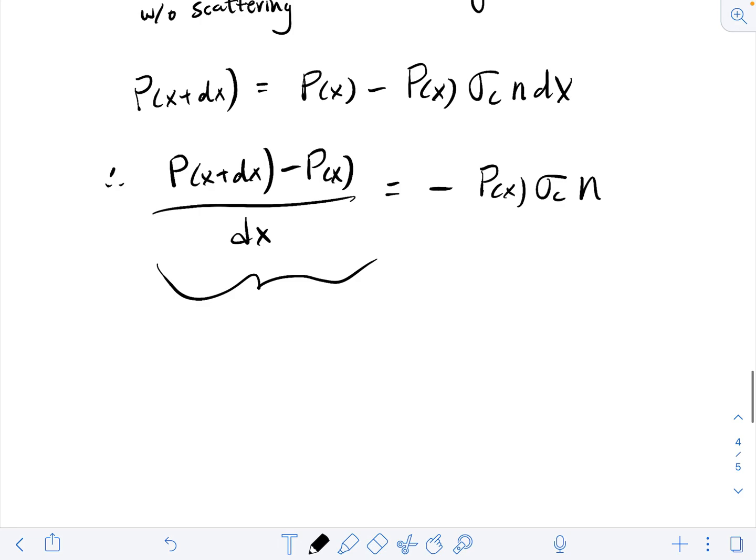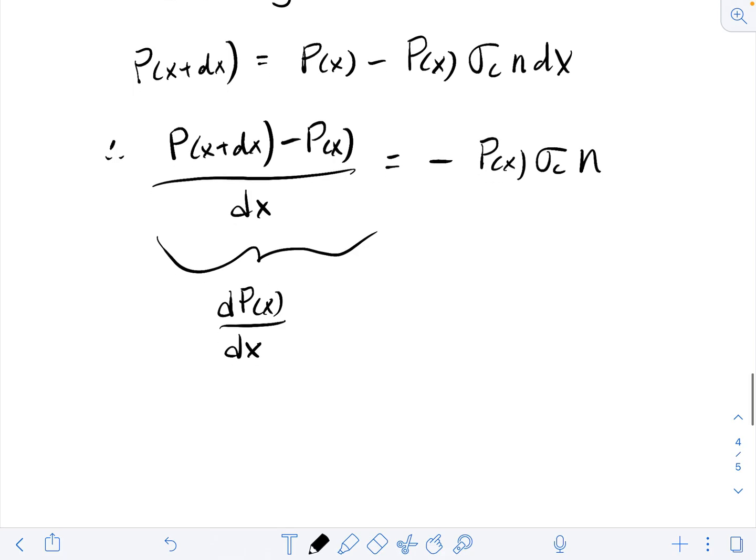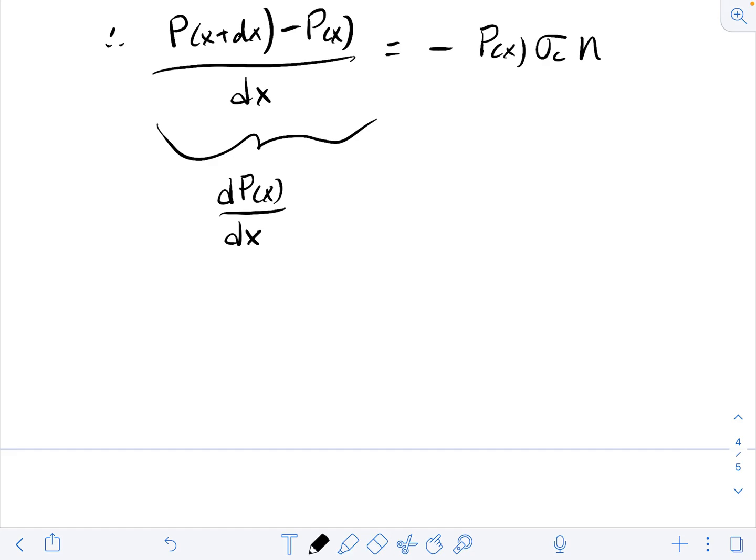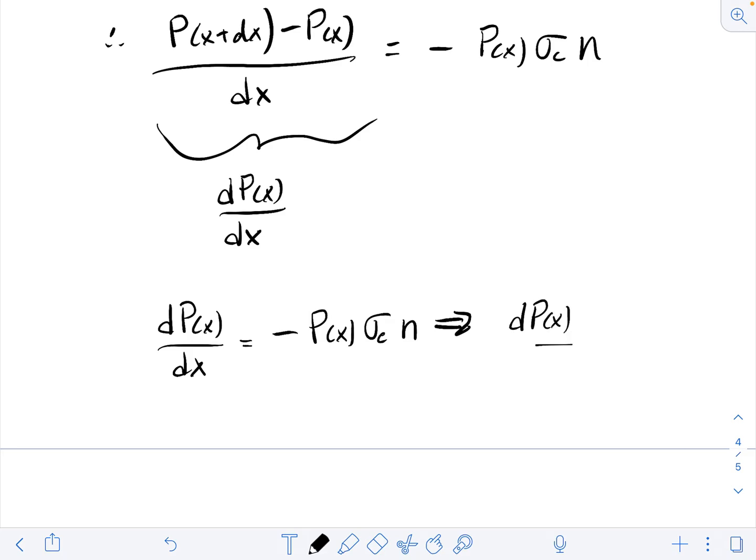But of course, if we take the limit that dx goes to 0, this is just the definition of the derivative of p of x with respect to x. And so that means we could write p of x dx is equal to minus p of x sigma c n, or dp of x over p of x is equal to minus sigma c n dx.